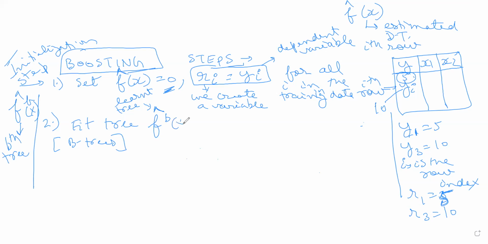I am not writing x every time. Understand that there is an x always in that. So even if I just write f b, understand that the argument is always there in the decision tree structure. Okay. So far, so good. How many decision trees have we fit? B. B decision trees we have fit.